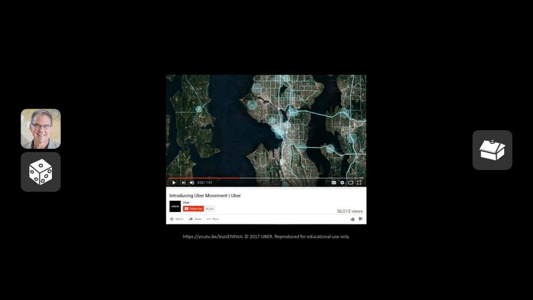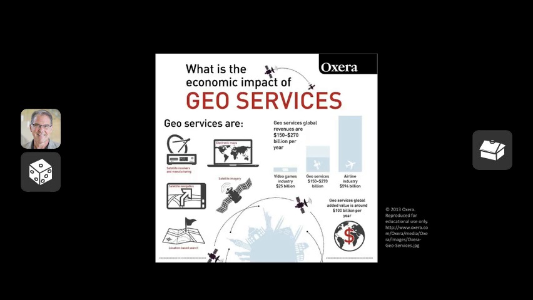Uber launched its Movement service to help policymakers develop data-driven transportation plans. Uber's terms of use specify that it owns and retains the right to resell the location data generated by its drivers and app users. The economic impact of this technology may be surprising.